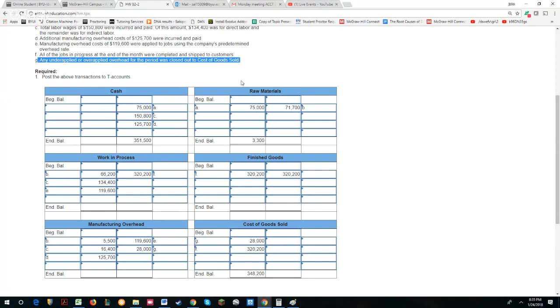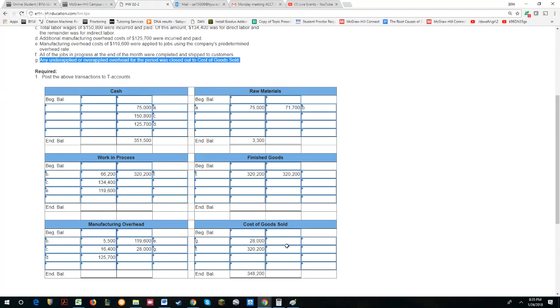I think I did that right. I'm not sure. Yeah, that sounds right. Because we got to clear that down to cost of goods sold, right? Okay. And then closed out to cost of goods sold. So, and then G is like 2 parts. It says any underapplied or overapplied overhead for the period was closed out to cost of goods sold.